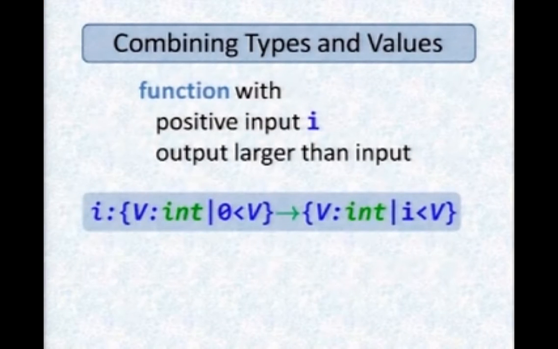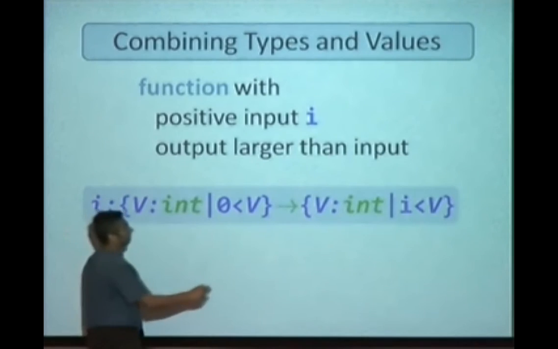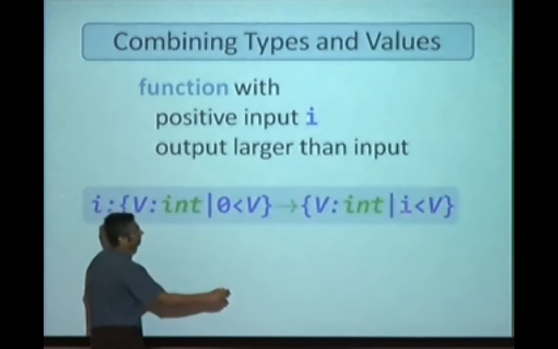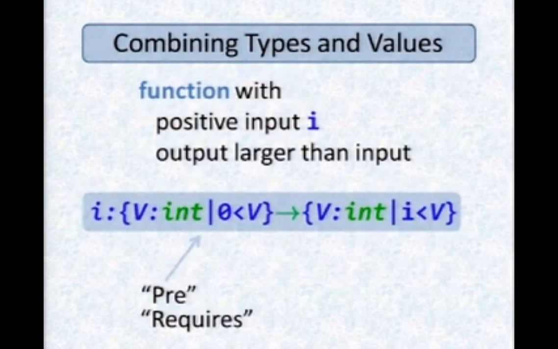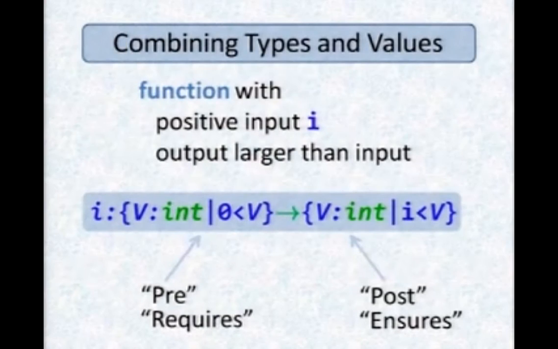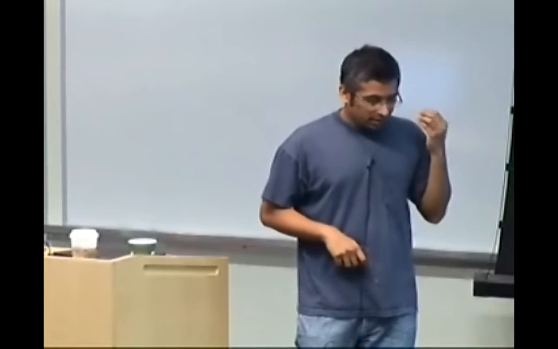I'm using this arrow notation. This is a function type. It takes as input I, which is of positive value, and returns as output some value that's greater than I. The part to the left of the arrow is the precondition, and the part to the right of the arrow is the postcondition. So that's how you would capture these extra properties using types.